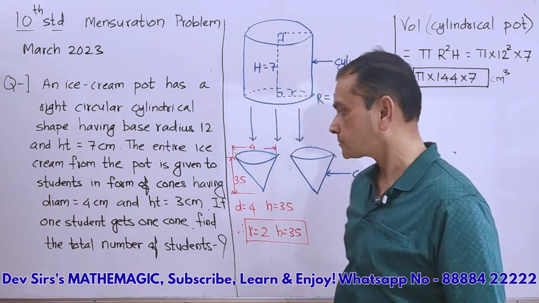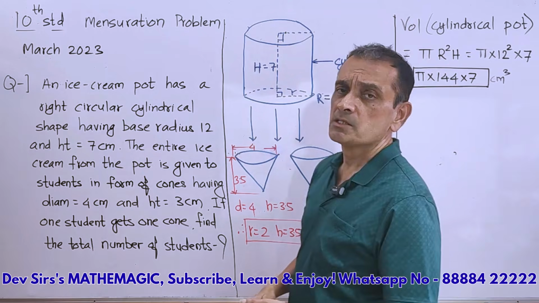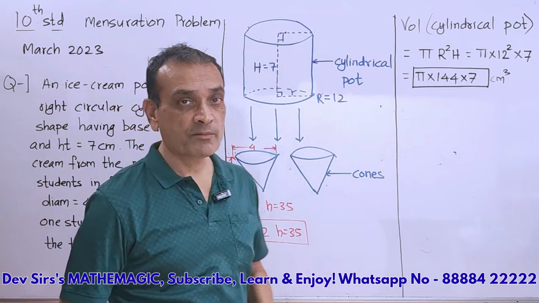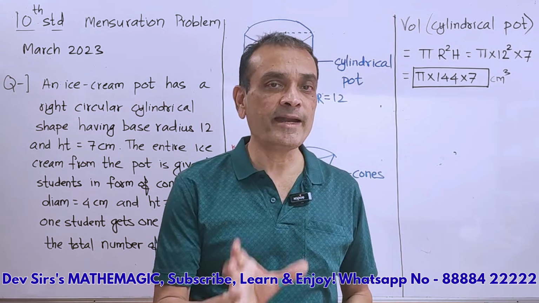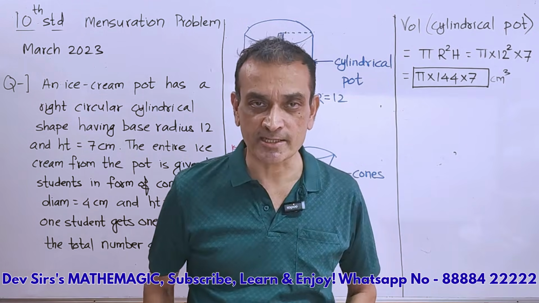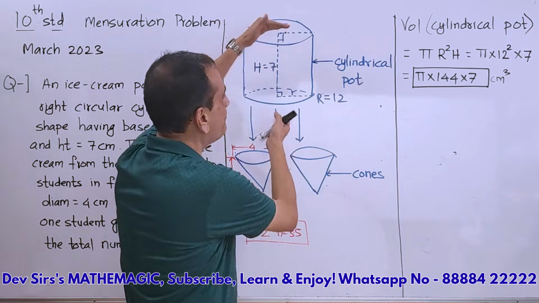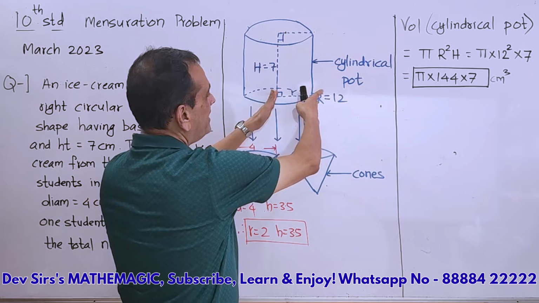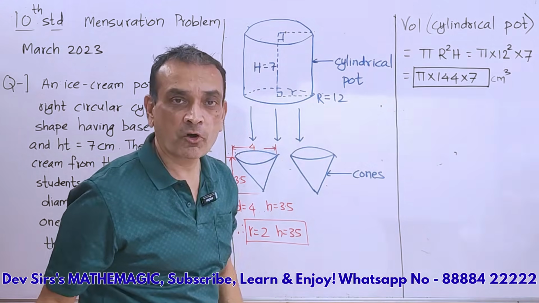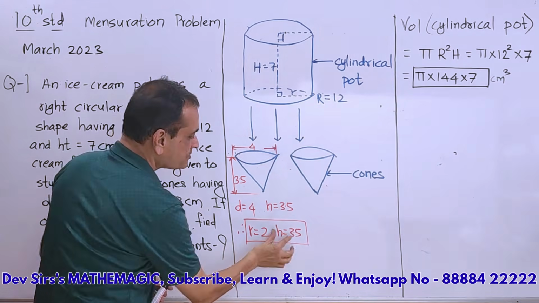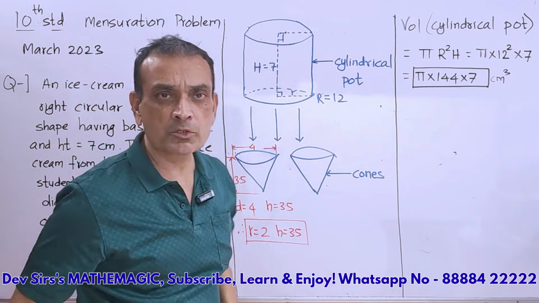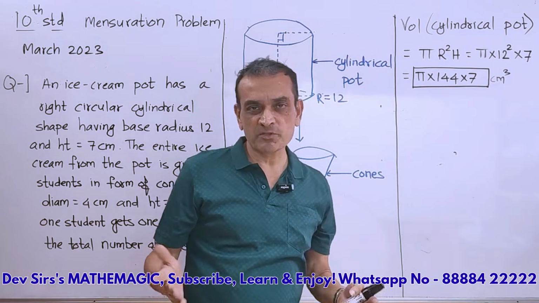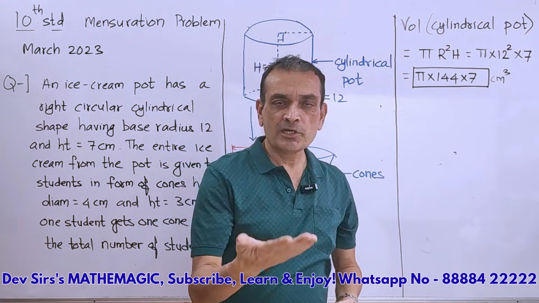Okay, fine. So how do we go about it? Now we have seen in mensuration that first we find the volume of the given objects. Now there is only one cylindrical pot. So for the cylinder, capital R, capital H. For the cone, small r, small h. So first we'll talk about the cylinder. Simple sweet problem.